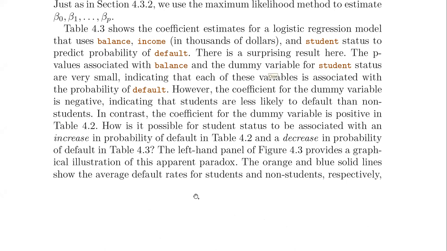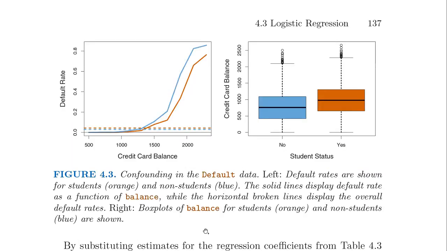I don't think we need to repeat anything because I was just looking for a diagram. But thank you for your comment. The left-hand panel, figure 4.3, provides a graphical illustration of this apparent paradox. The orange and blue solid lines show the average default rates for students and non-students respectively. Let's have a look. So orange, that's a bit irritating. We were earlier using orange and blue for default, not default.